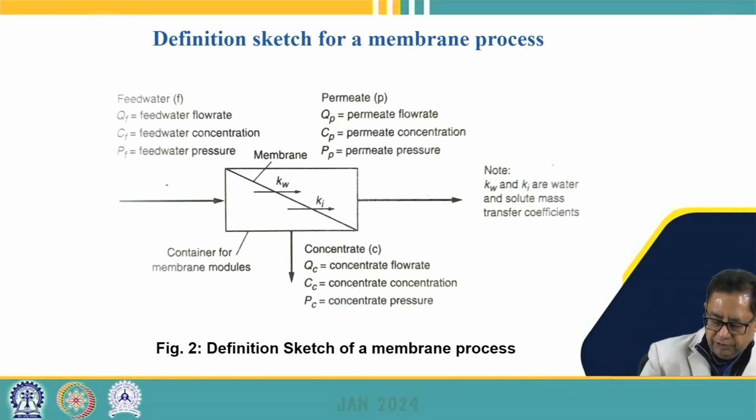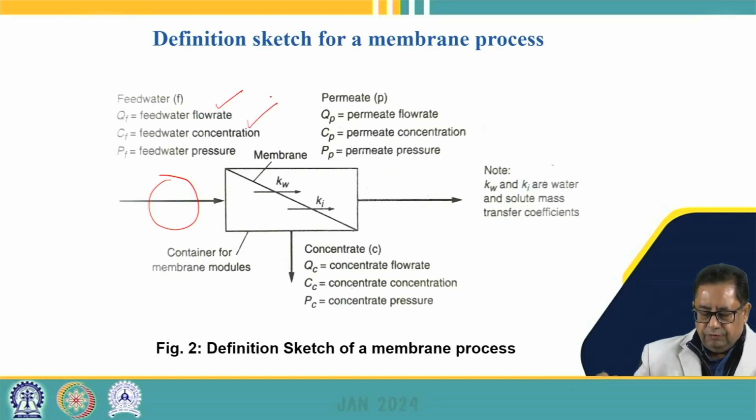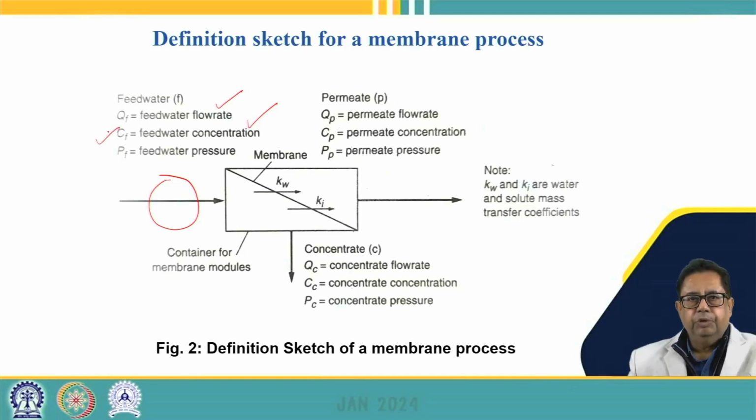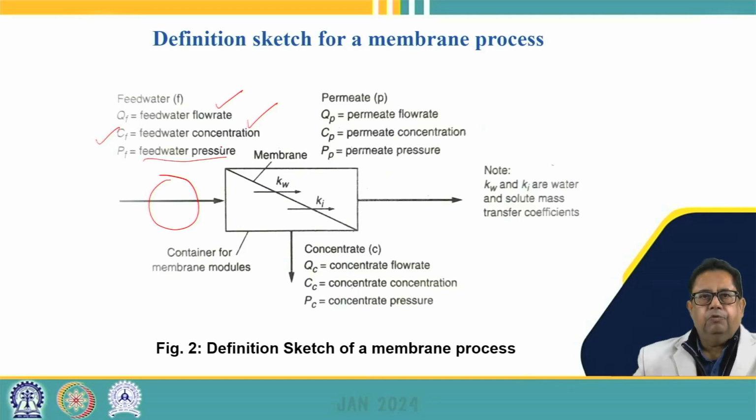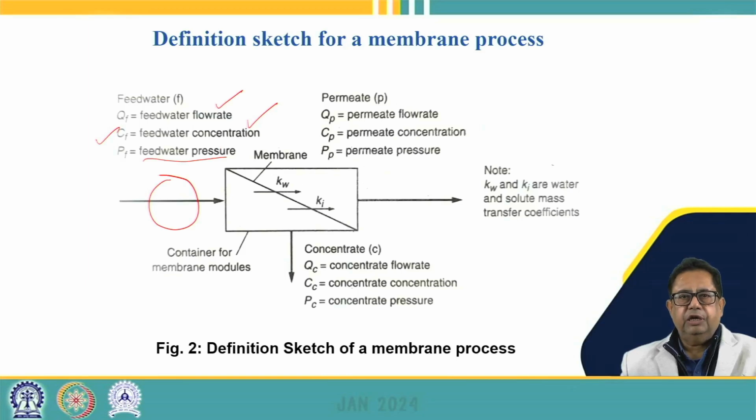So we can see a sketch of the membrane process. Here we have the feed water. This feed water may have a flow rate of QF, and CF is the feed water concentration. It can be the concentration of any contaminant or target species that we want to remove. PF is the feed water pressure, the pressure at which we inject our feed water into the membrane module.